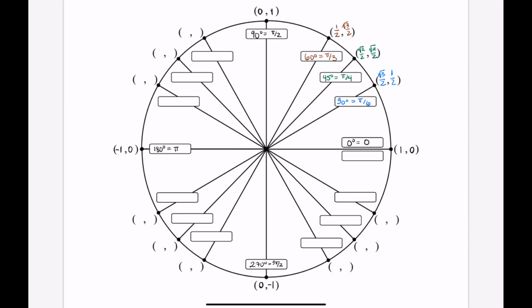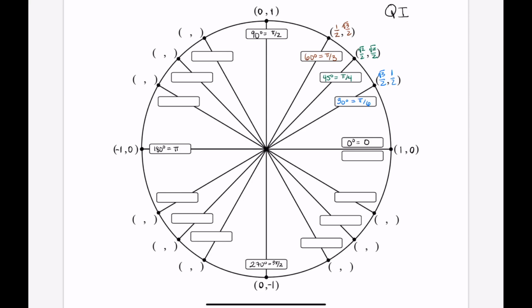So I'm going to help you fill out 2 more angles, and then I ask you to turn off this video and fill in the rest independently and do your best to use reference angles and what you already know. So before I help you fill out 2 angles, let's label the quadrants.